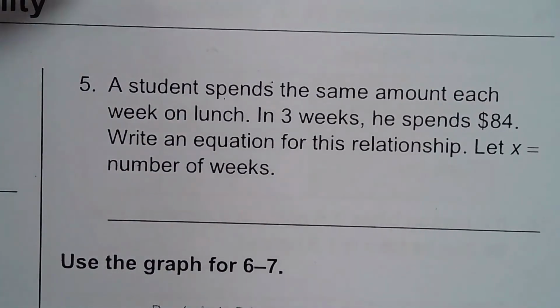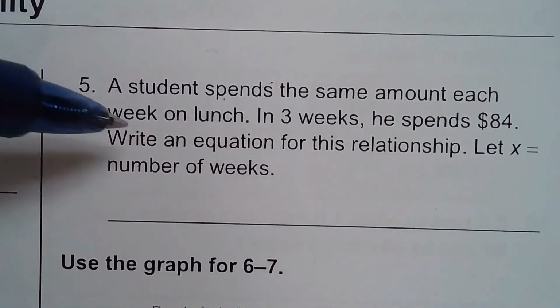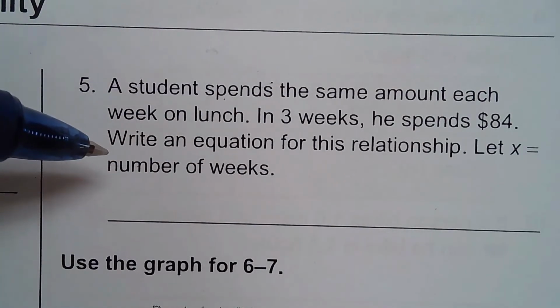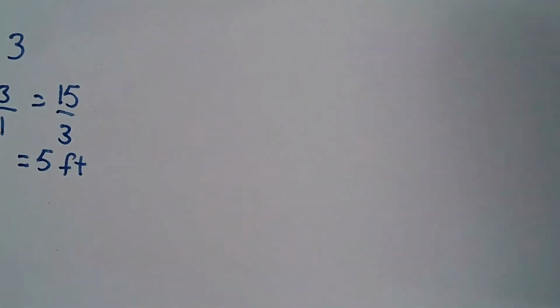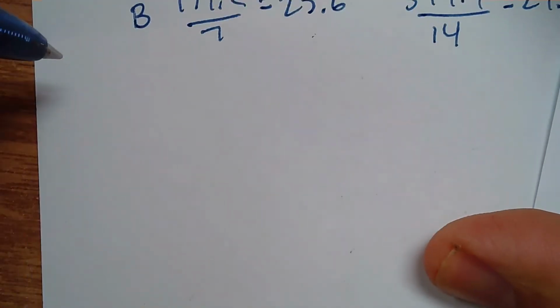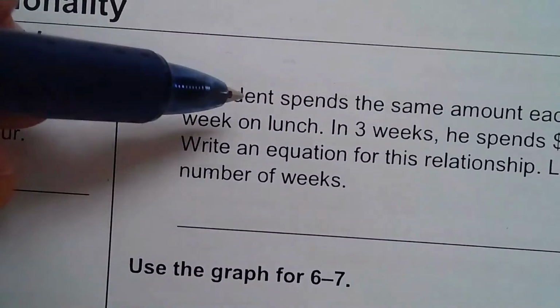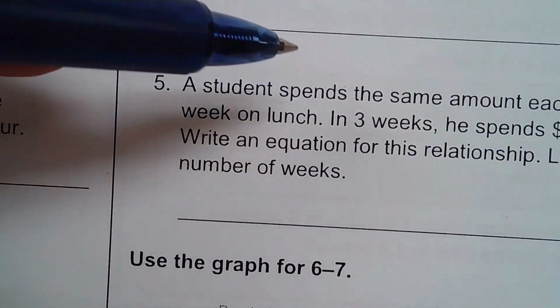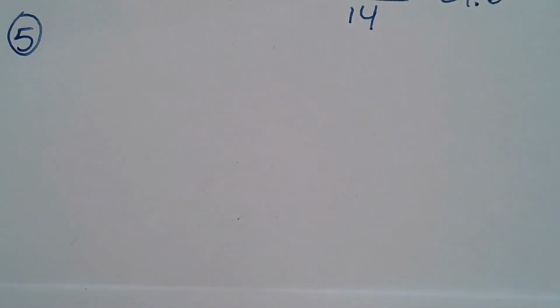Number 5. A student spends the same amount of money each week on lunch. In 3 weeks, he spends $84. Write an equation for this relationship. Let x be the number of weeks. So let's look at number 5. I'm going to write number 5 over here. A student spends the same amount each week. In 3 weeks, he spends $84. So x is the number of weeks.